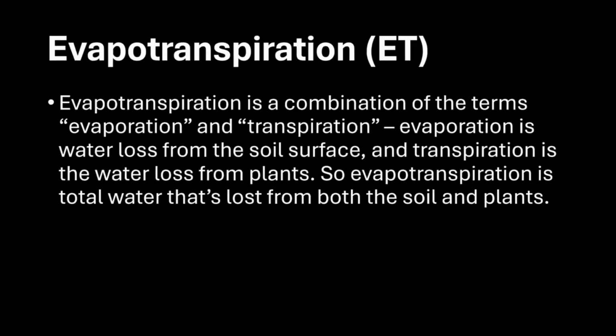Evapotranspiration, or ET. Evapotranspiration is a combination of the terms evaporation and transpiration, where evaporation is water loss from the surface of the soil, and transpiration is water loss from the surfaces of plants. So evapotranspiration is the total water that's lost from both the soil and plants, and it enters the atmosphere.